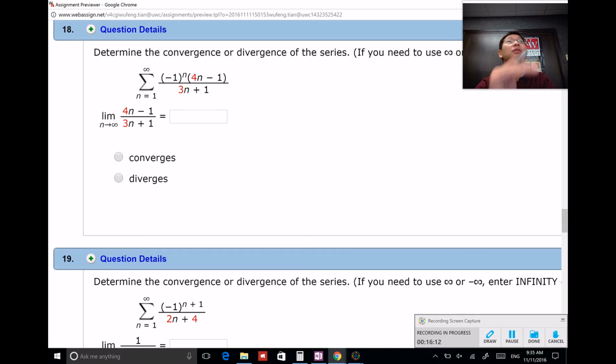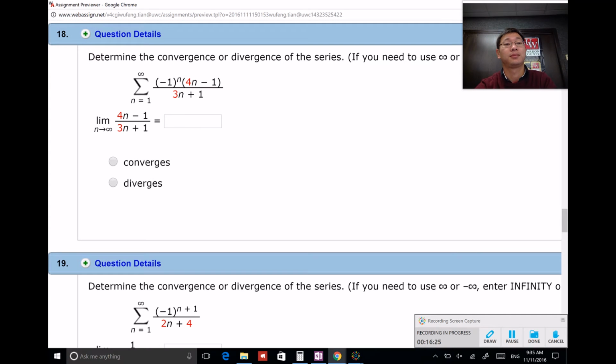Alright, so this one, I will call another student here. Joshua, could you please tell me if this one diverges or converges? It diverges. Why does this one diverge? Well, you get infinity over infinity form when you plug in infinity, so you use L'Hopital's and you get 4/3, which is greater than 1.